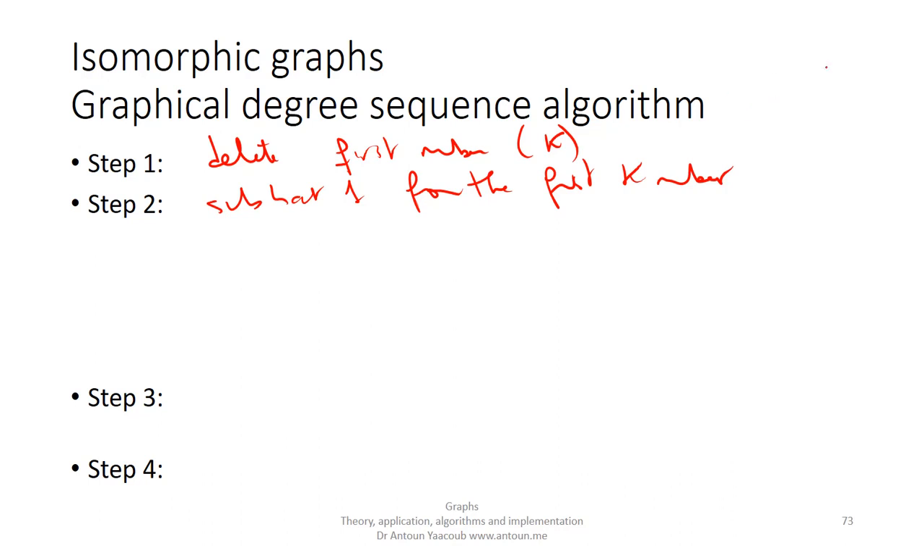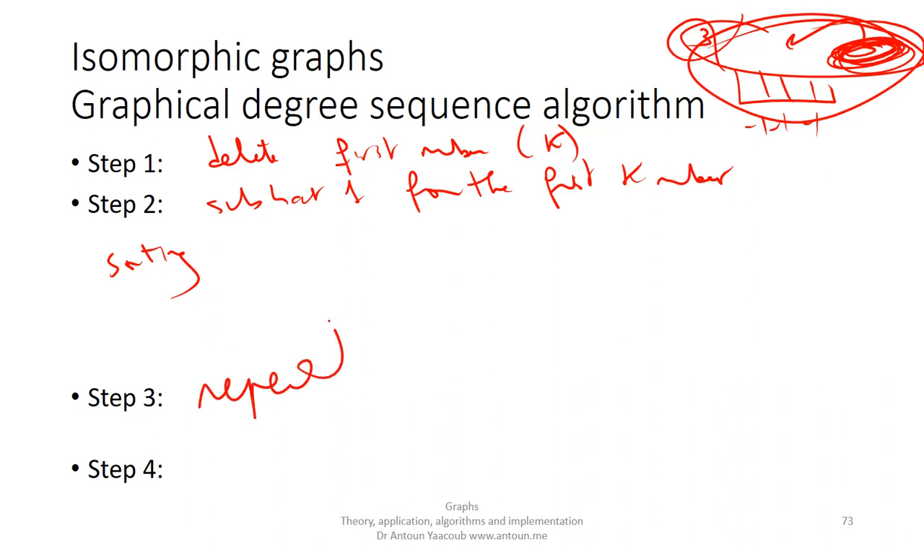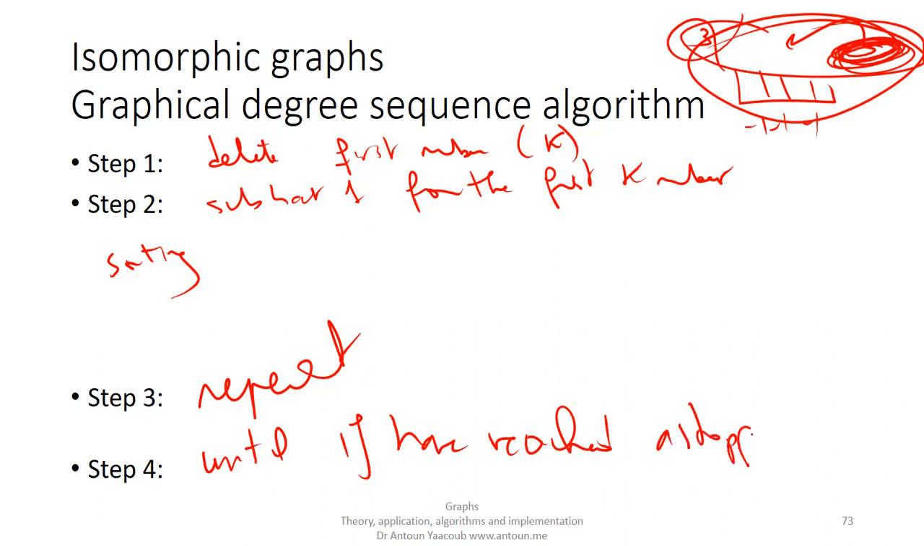So we'll see now. I will remove the first one. So I have the sequence. I will remove the first one, let's say it is equal to 3. I will count 3 numbers here. I will do minus 1 from each of these 3. Then I will do sorting. I will sort these values because I may have here a bigger number than those I have subtracted. After sorting, I will repeat until I have reached a stopping condition. So what does it mean, a stopping condition?